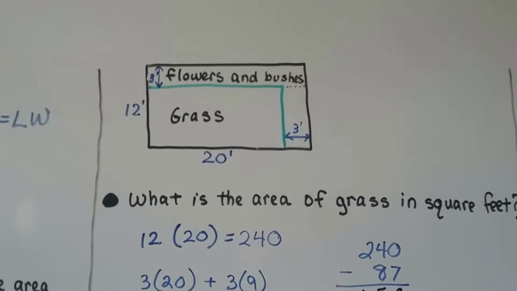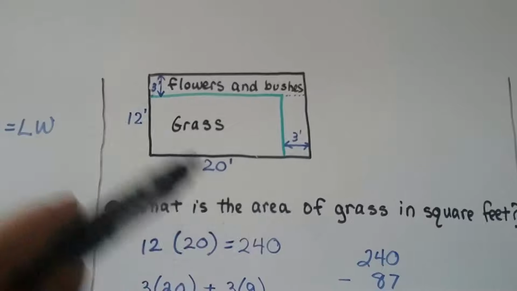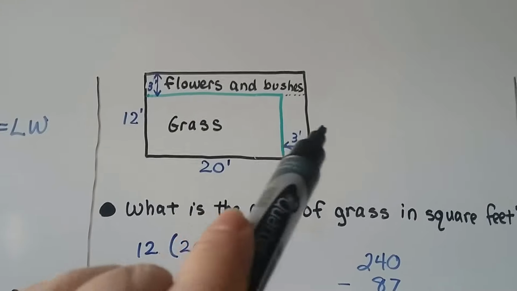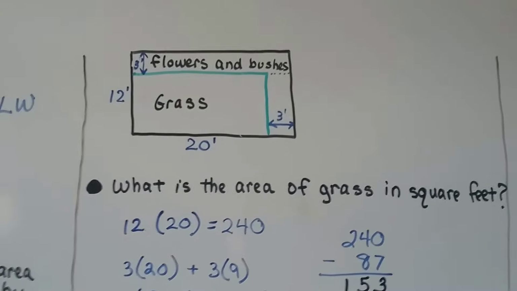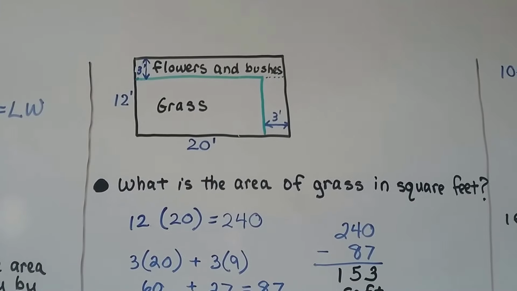All right, here we've got a garden and some grass. We can see this is 12 feet, that's 20 feet. It's going to be 3 feet wide, see? We can either use subtraction or addition to find this.